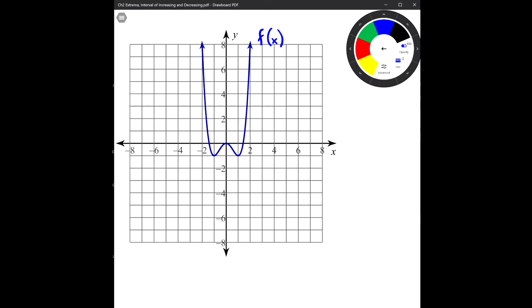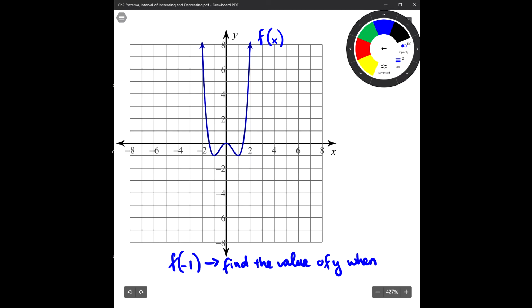So if I want you to find f of -1, so we don't have an expression. How do we find f of -1? What f of -1 means is find the value of y when x equals -1 on your graph. Okay, so on your graph, we're looking for -1.